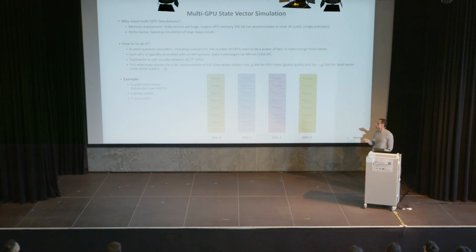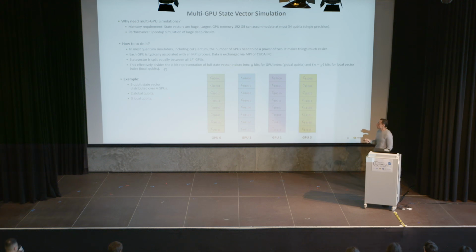Typically, each GPU is associated with an MPI process, and communication happens via MPI, and in some cases with CUDA IPC. Now, let's assume we have 2 to the power of G GPUs. Then we can view the n-bit representation of a full state vector index as a concatenation of two bit strings: a top part composed of G bits, giving the index of the GPU, and a bottom part of n minus G bits, giving the index of the amplitude locally within a GPU. We call the top part global bits or qubits, and the lower part local bits or qubits.